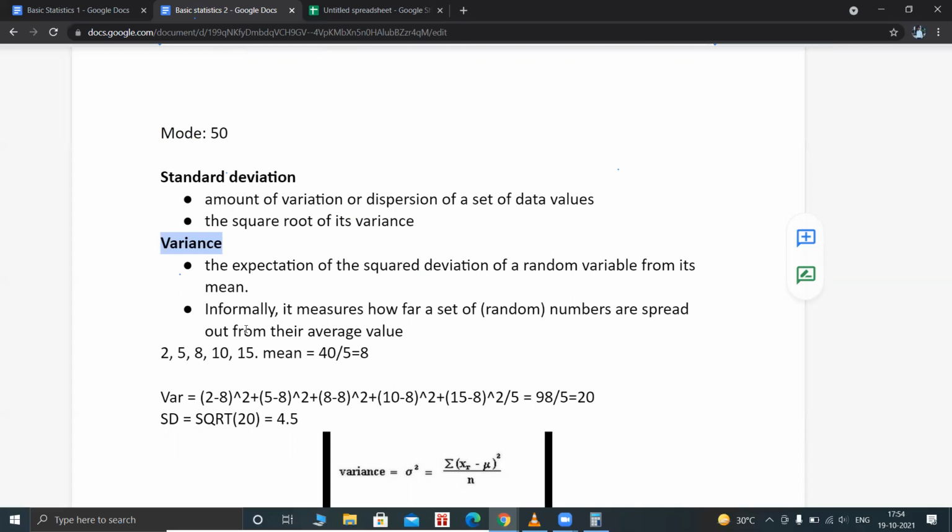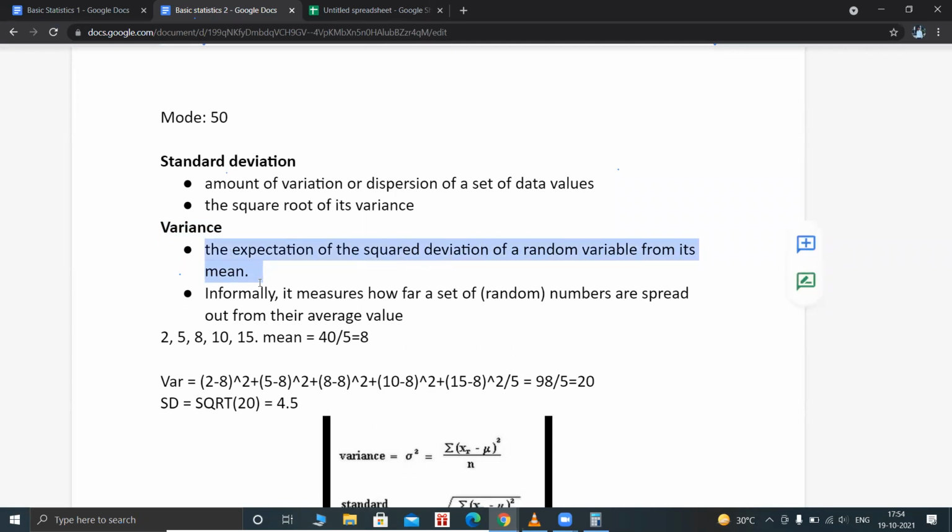Guys, is this clear, the variance part? Yes, sir. Here I'll explain the example so that you can easily understand. Variance is the expectation of the squared deviation of a random variable from its mean. It measures how far a set of numbers is spread out from their average value. This is the definition of variance.